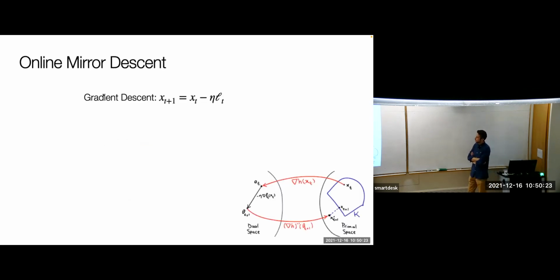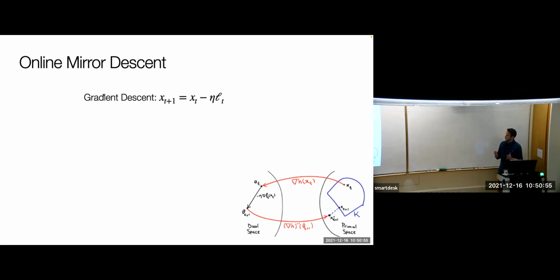So there are different algorithms that you can use to learn in the bandit feedback model. One such algorithm is online mirror descent. To understand online mirror descent, think about gradient descent first. In gradient descent, I just take my current iterate x_t and subtract the loss times some time step parameter eta.